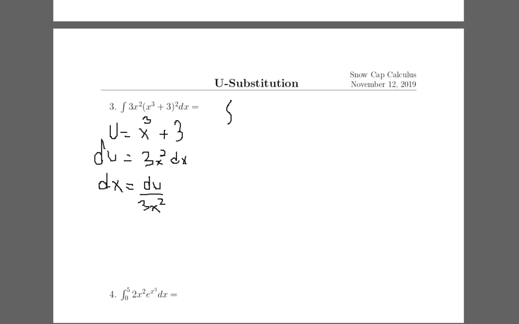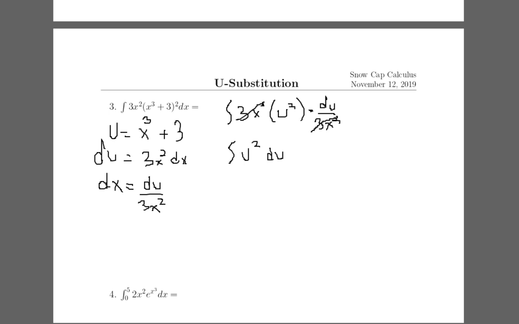We have the integral of 3x squared times, well, we chose that to be u, our x cubed plus 3. So that'd be times u squared. And we'll multiply by what we found dx to be, which is du over 3x squared. This is a pretty straightforward example, so we see that we have a numerator of 3x squared and a denominator of 3x squared, so those cancel out. So we're just left with the integral of u squared du.